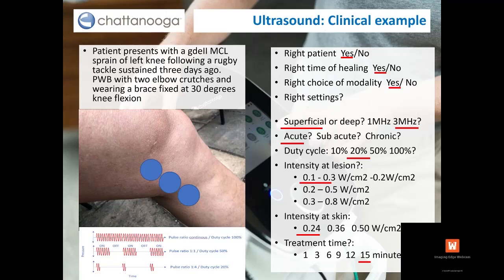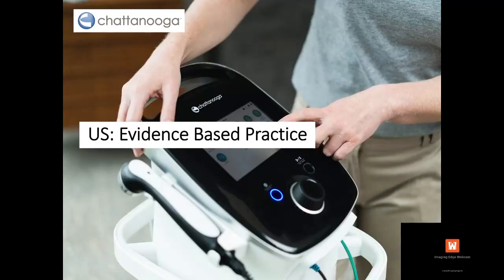Okay, so let's look at the sort of evidence for OA knee, because clinicians I talk to around the world are not using ultrasound for OA knee, yet the evidence for it is quite good.